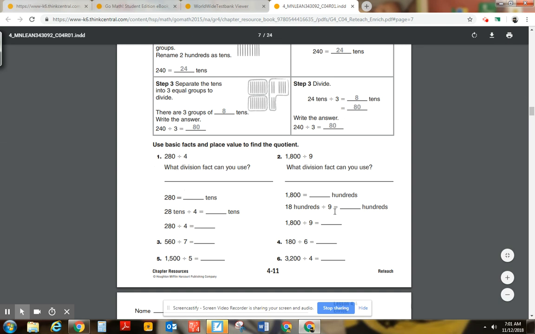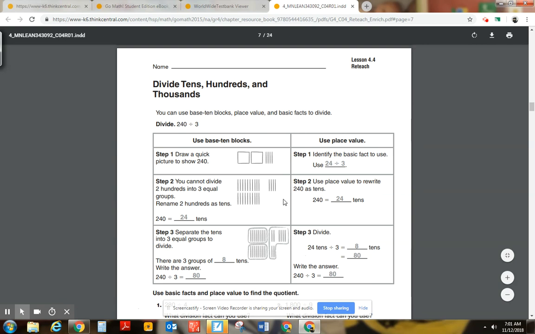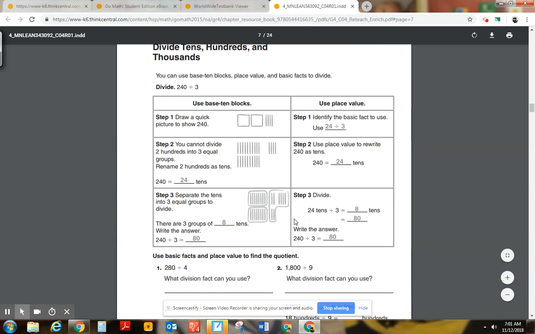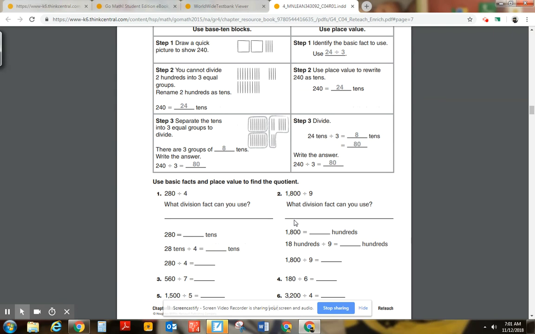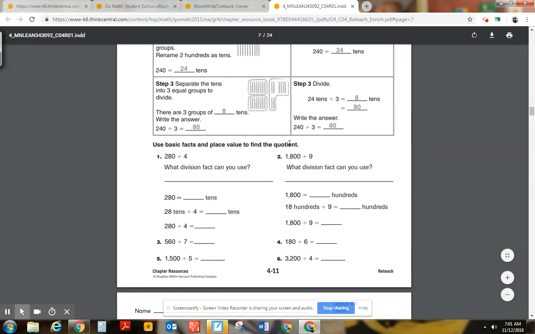All right. So on your homework, we're looking at dividing tens, hundreds, and thousands. And the biggest thing here is just renaming the total and then using your basic division facts. So for this first problem, use basic facts and place value to find the quotient. Quotient, the answer to a division problem. What division fact can you see?